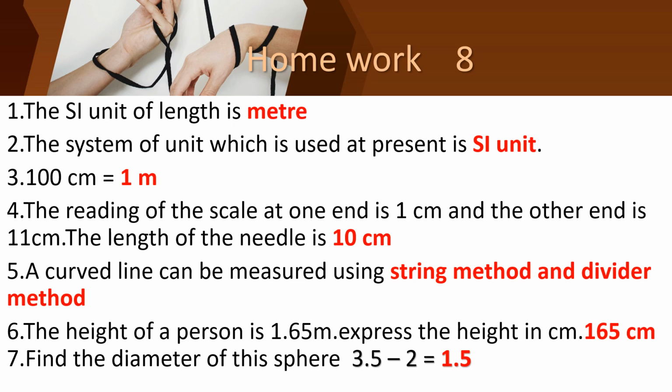And then the fifth one, a curved line can be measured using, we have 2 methods. What are the 2 methods? String method and divider method. And then the sixth one, the height of a person is 1.65 meter. Express the height in centimeter. Height is given in meter, so we should convert it into centimeter. So meter to centimeter, multiply by 100. So what is the answer? 165 centimeter.